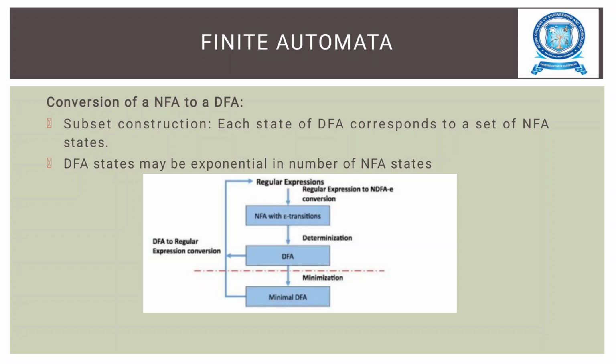This conversion is explained by a flow chart, NFA to DFA. The regular expression is initially converted to an NFA with epsilon using Thompson's rule. Then we determine the DFA, then minimize the DFA. By using the minimization method we can minimize the DFA. Finally we get the minimized DFA, from which we can write the regular expression. So it forms a cycle. Thank you.